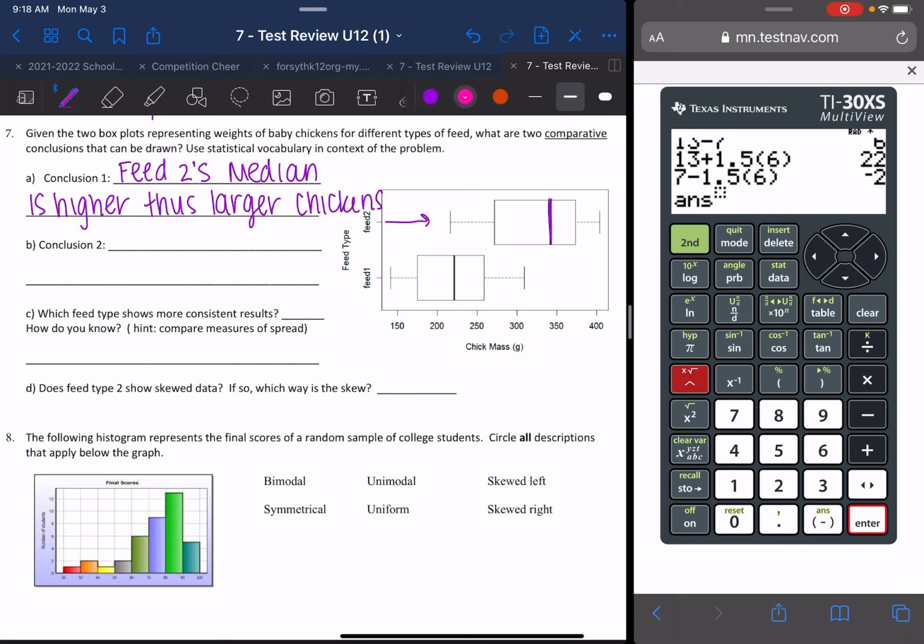And then for feed 1, if we look at their IQRs, this one is about 260 and this one is about 375. If we do 375 minus 260, that's going to give me 115. This one's about 255 and 175. If we take 255 and subtract 175, that's going to give me 80. So feed 1's IQR is smaller, which means that feed 1 is more consistent.